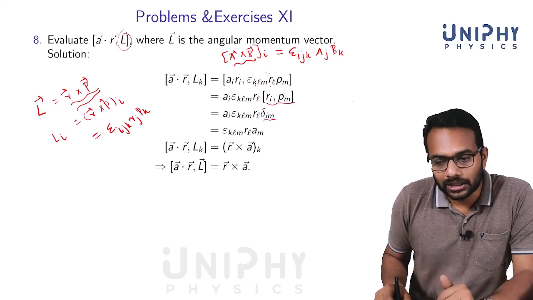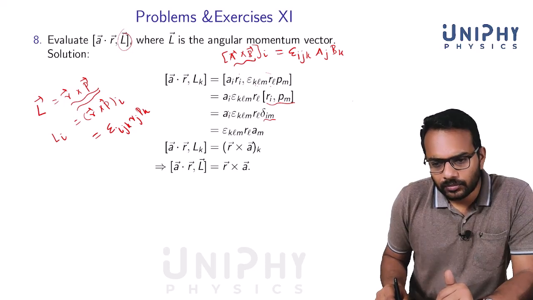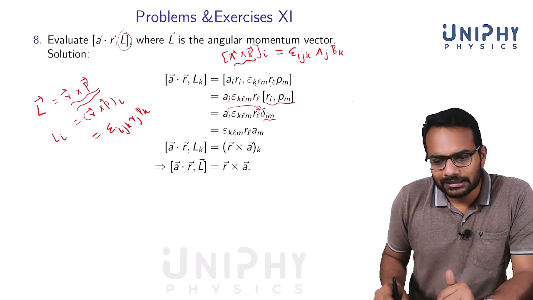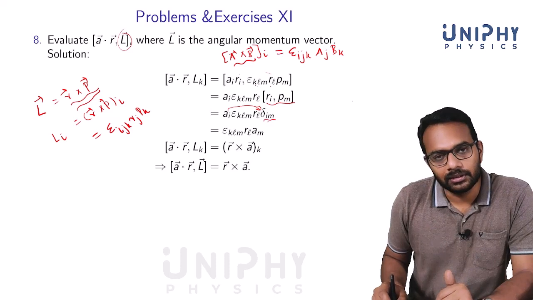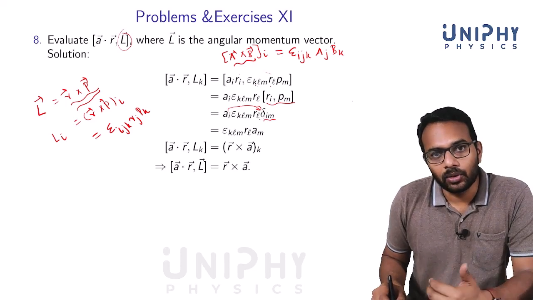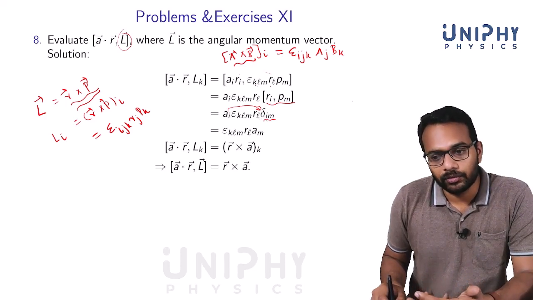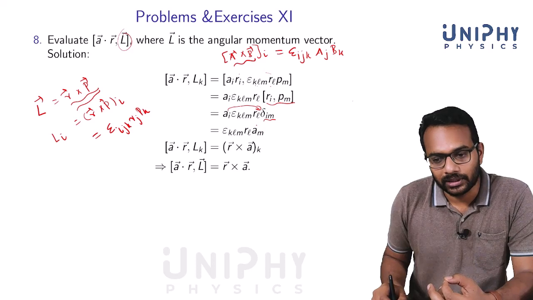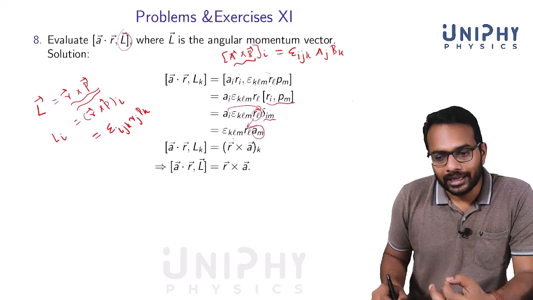Now we look at where the summation appears. So this is ai delta im. That means it is am, because it's a summation over i, and the only value that survives will be the one for which i is equal to m. So that's why I write it as m here. So you have got am, rL here, and epsilon kLm.